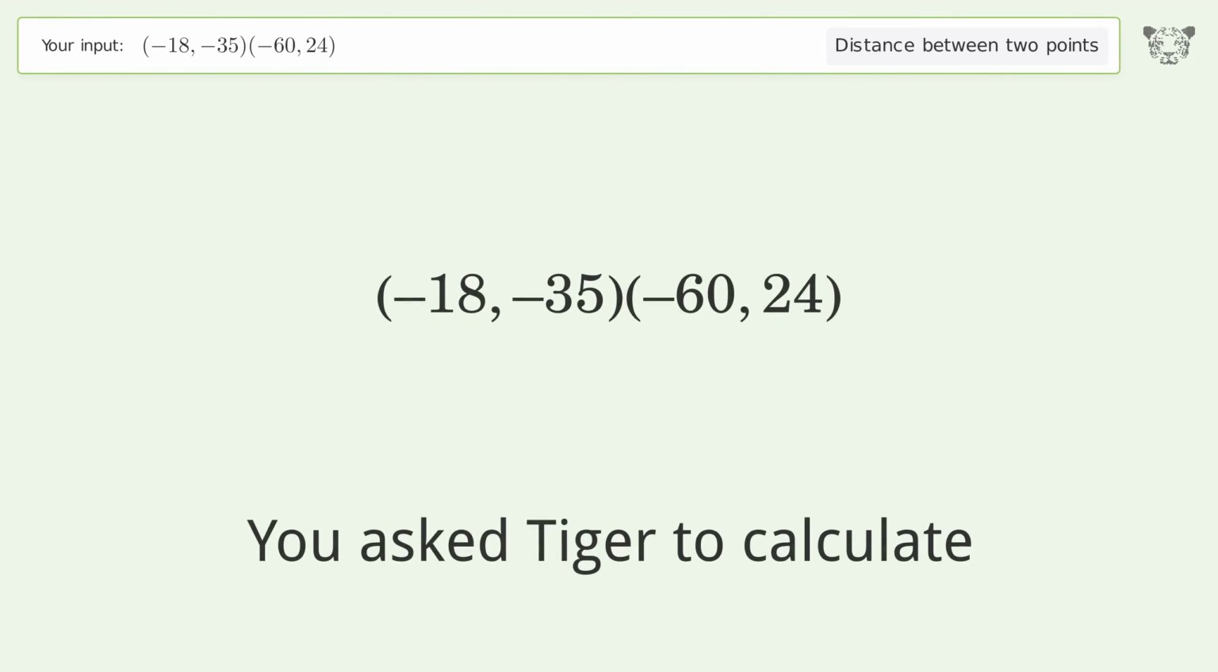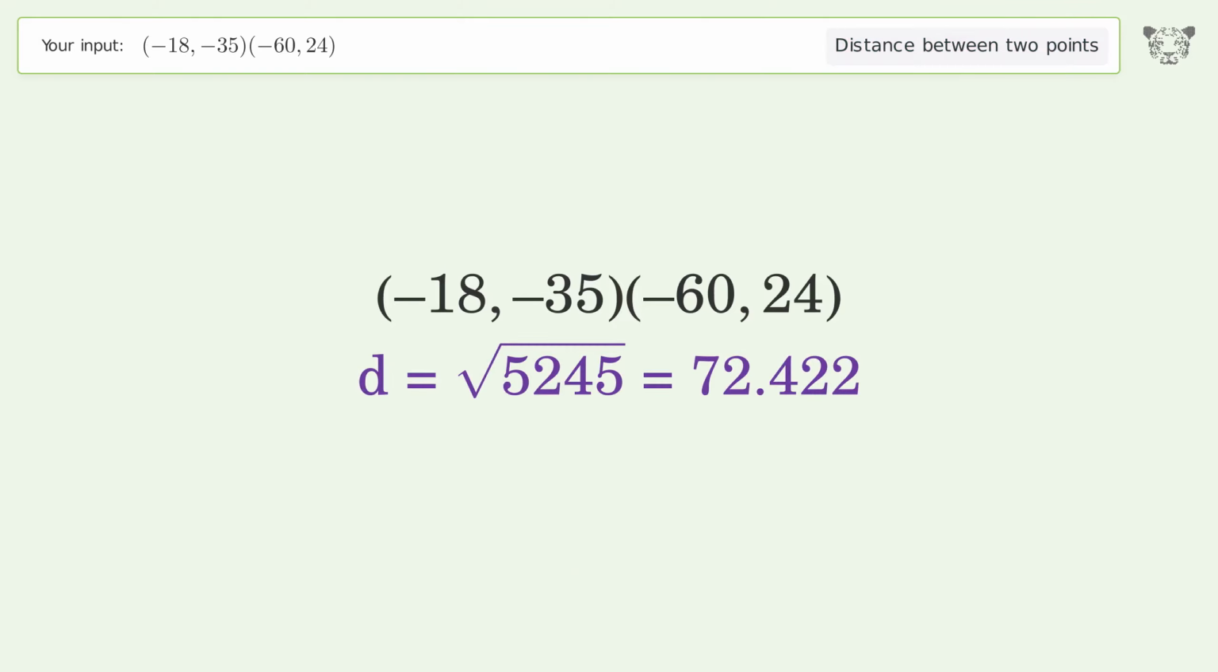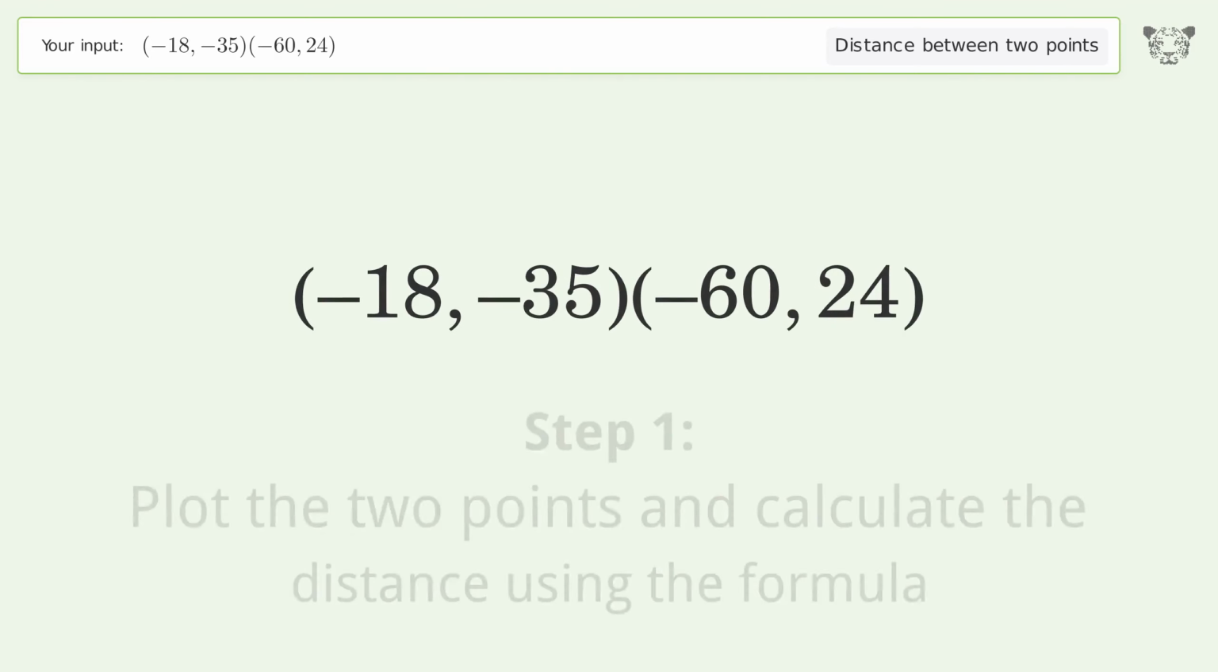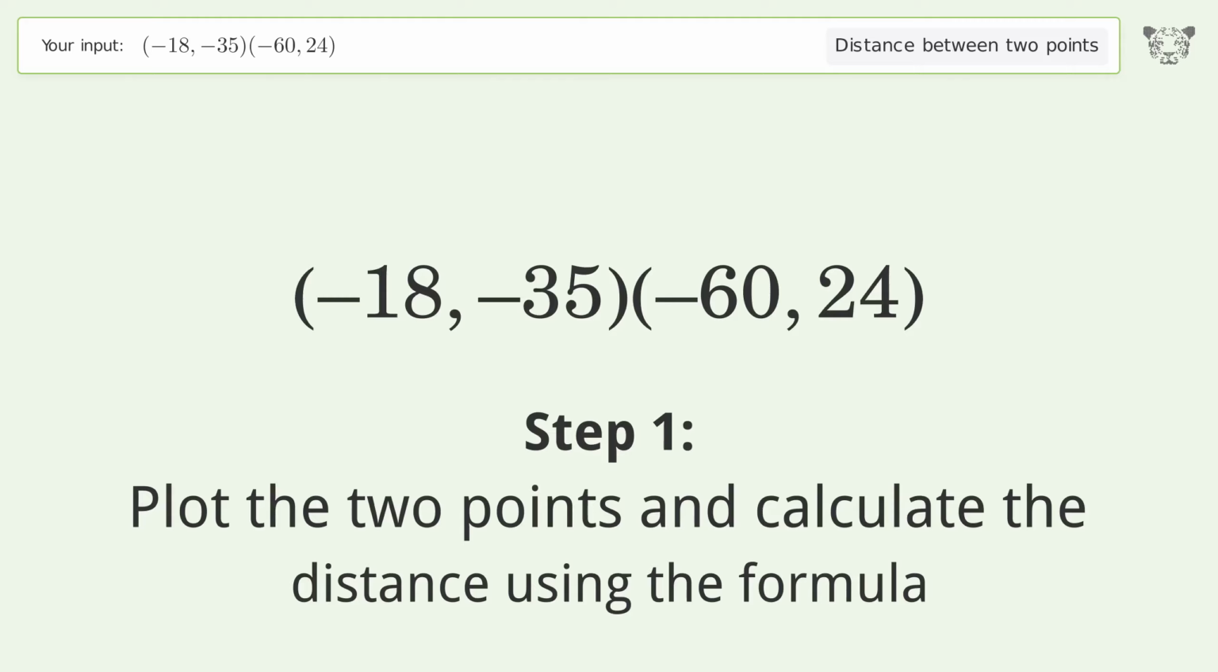You ask Tiger to calculate. This deals with the distance between 2 points. The distance between the 2 points is the square root of 5,245 or 72.422. Let's solve it step by step. Plot the 2 points and calculate the distance using the formula.